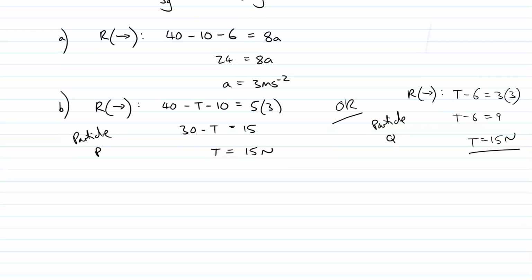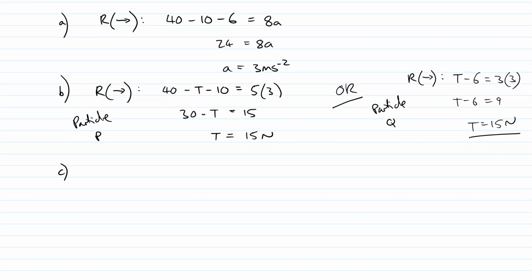So we can look at either, whichever one you want, either will work. And then the last little bit, C, a couple of little questions about the inextensible and light string. So inextensible, some little phrases we can learn. Inextensible means that the acceleration of the masses is the same. You just need to learn these little phrases.